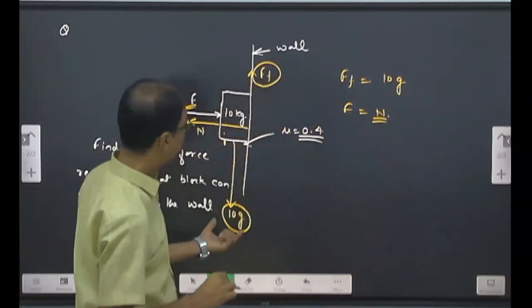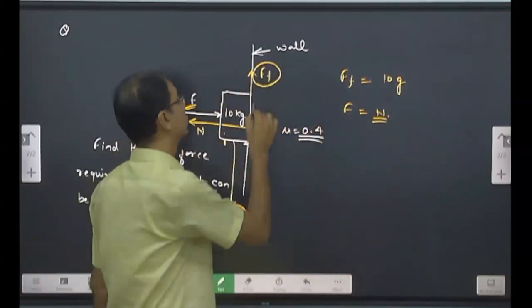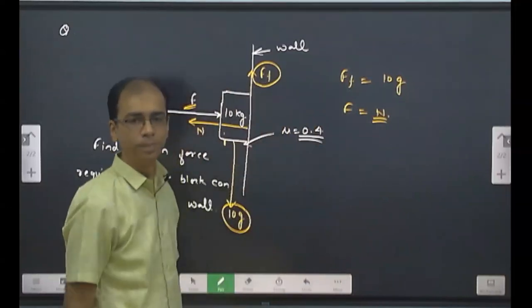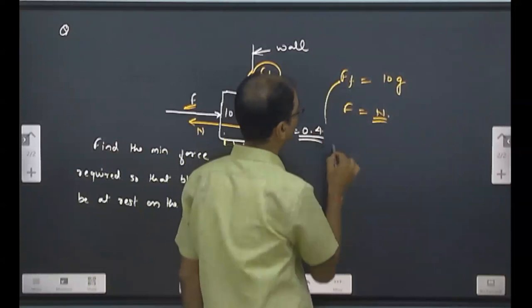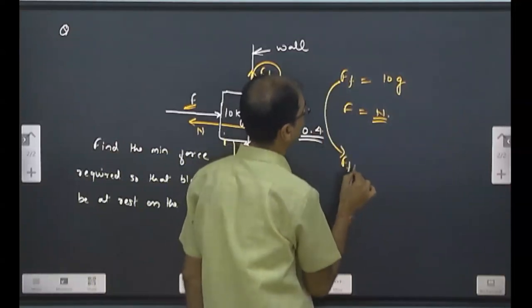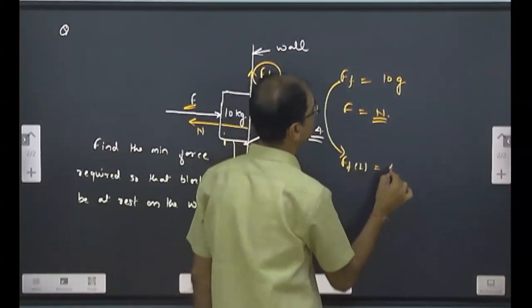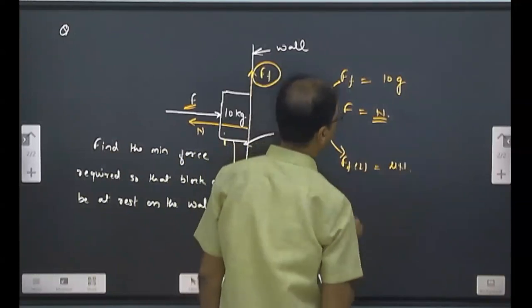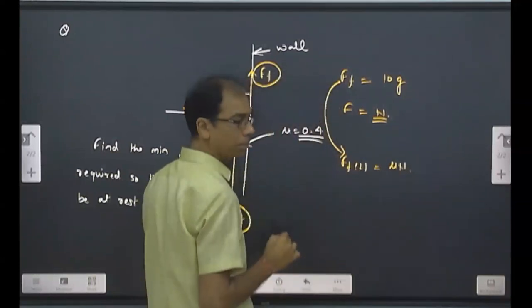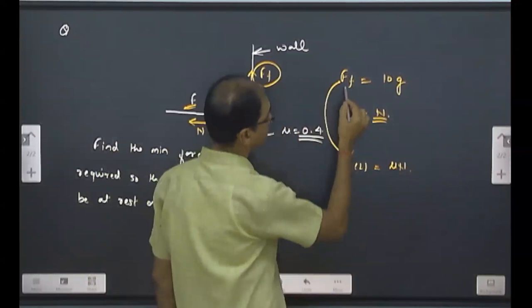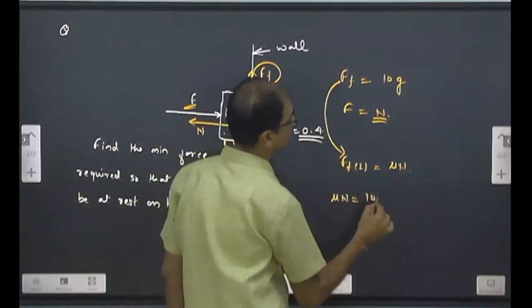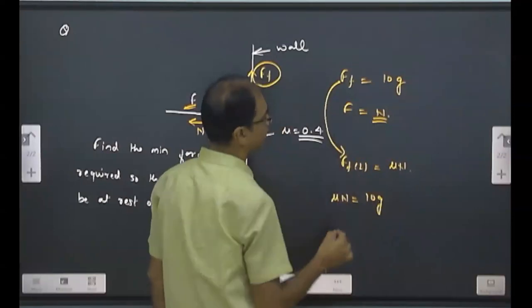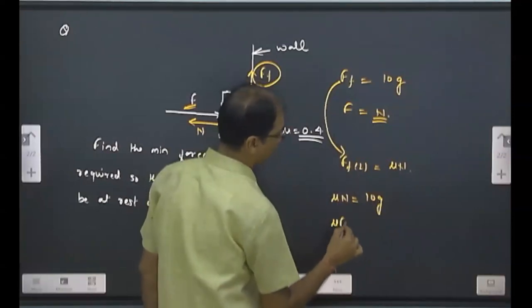So you want to stop this one at any cost, and that means force of friction will be maximum. Limiting. So if it is limiting force of friction, then I can write force of friction as μN. So put it here. This value: μN equal to 10g. But what is N? N is actually F. So μF equal to 10g.